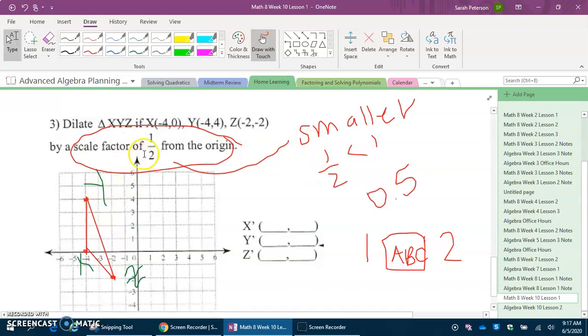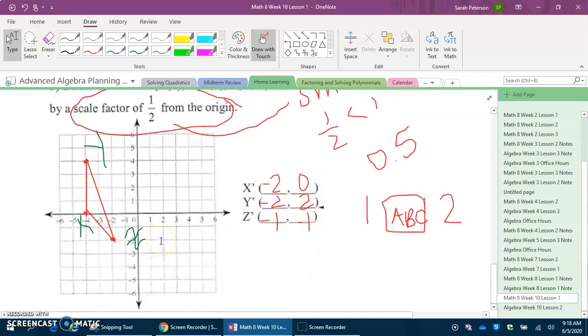And also, 1/2 is easy, so I can just say, okay, what's half of these numbers? Half of -4 is -2. Half of 0 is just 0. Half of -4 is -2. Half of 4 is 2. Half of -2 is -1. Half of -2 is -1. So again, you could just do it that way too. But you are multiplying by 1/2 and not dividing, just to be clear. So multiplying always.